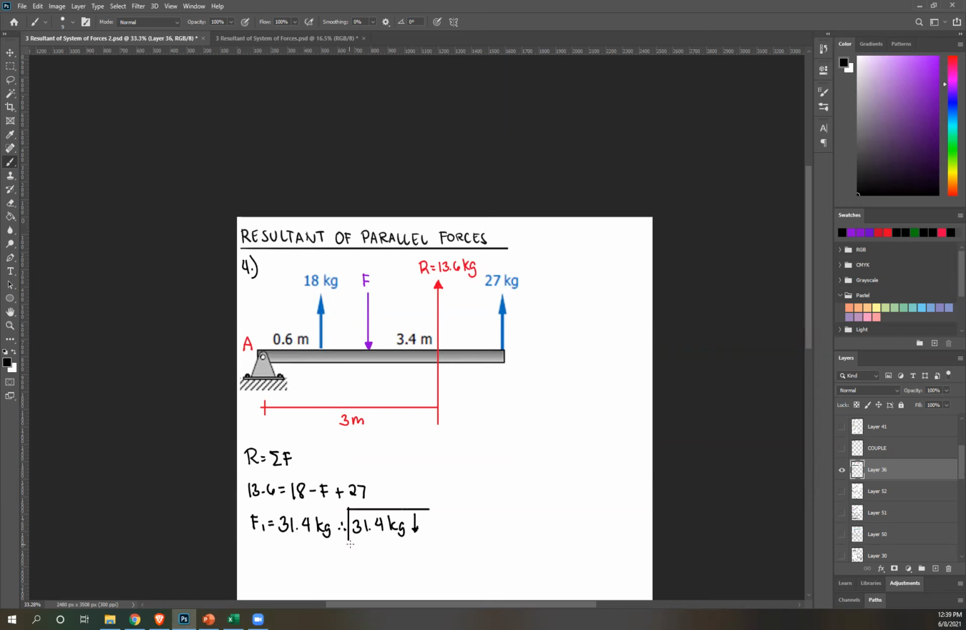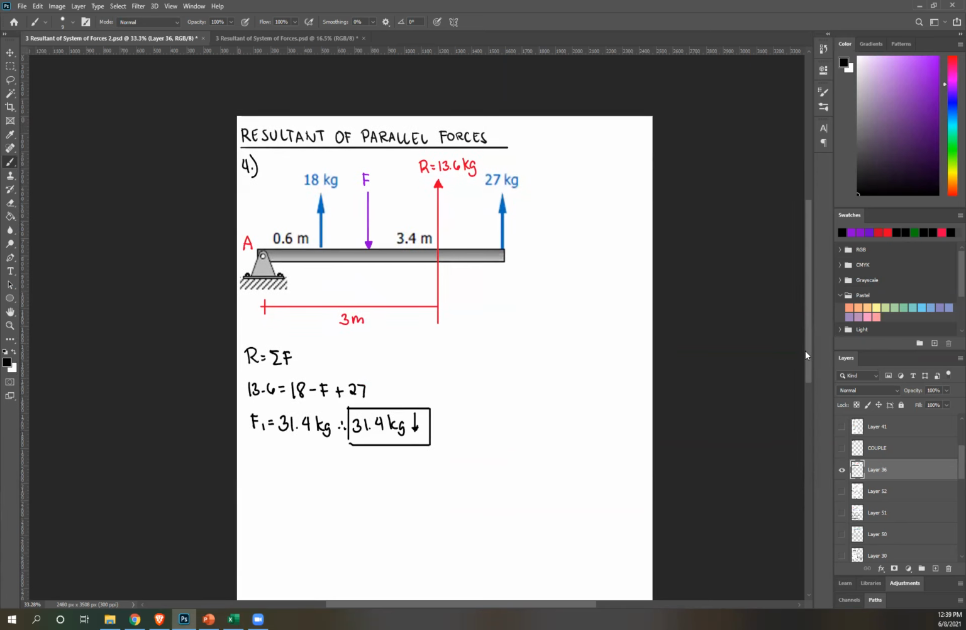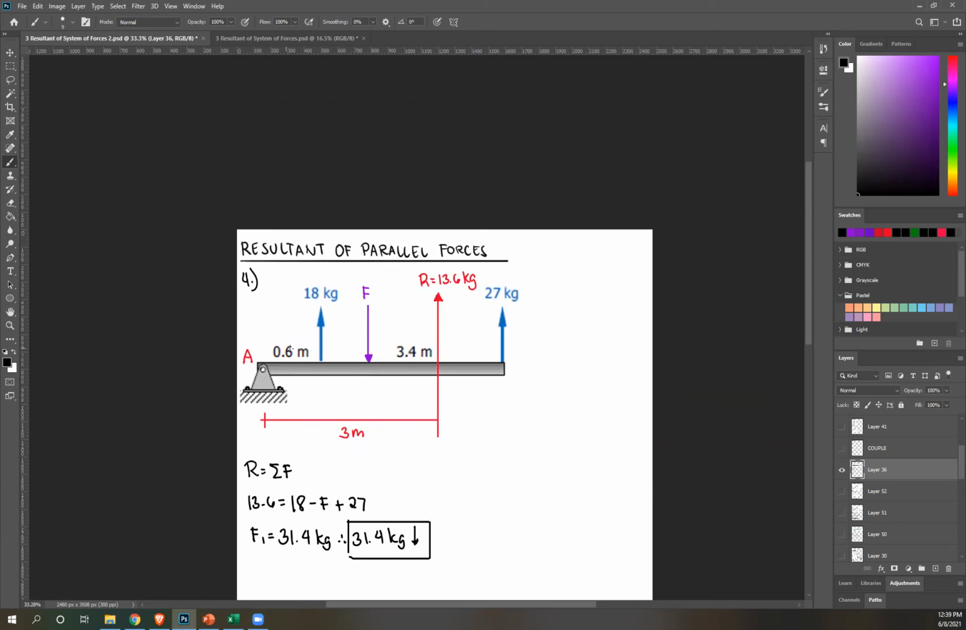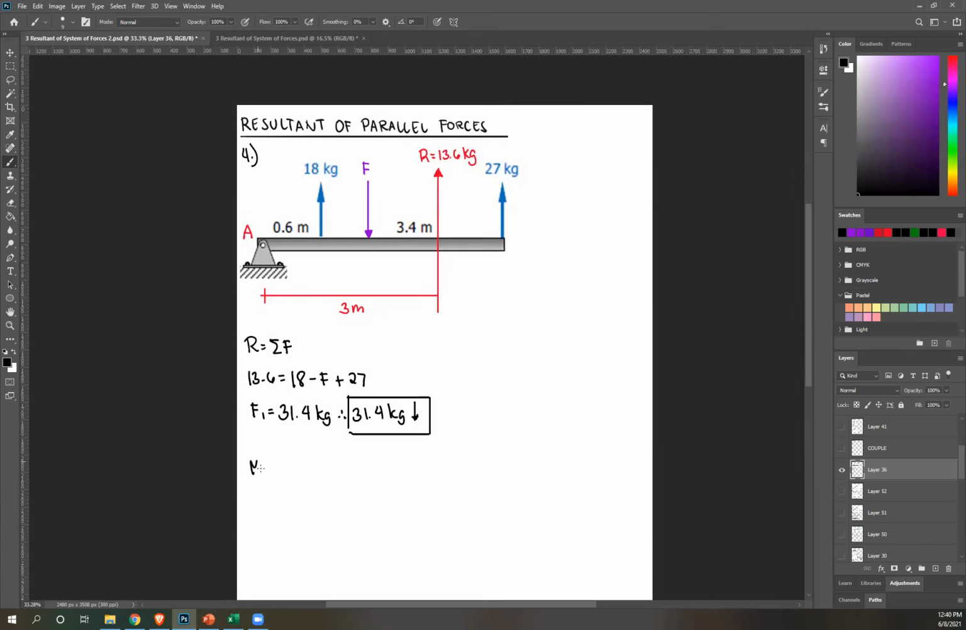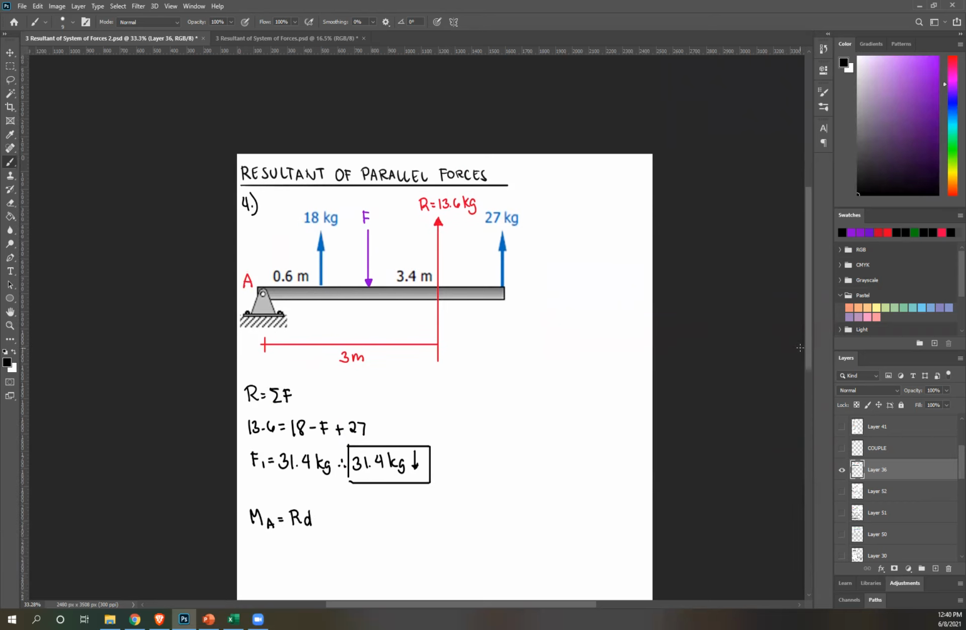Okay. Next, position. So as usual, to take position, just take moment about a reference point. Obviously, we'll take it from point A, since that is where our R is referenced, or distance is referenced. So MA equals RD. So let's start again with the leftmost force, 18, rotate about A, that's counterclockwise, therefore negative 18. Distance given, 0.6.